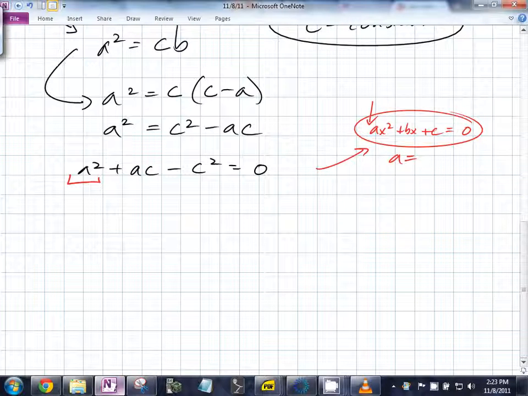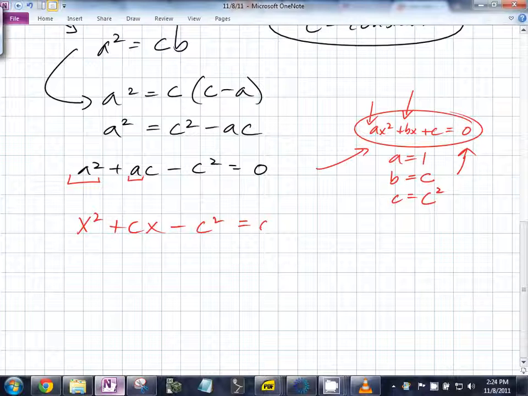What does b equal in this case? C. What's the coefficient of A? It's the coefficient of the thing to the first power. And what's the last value here? Negative C squared. In this case, it's C squared. For in this quadratic right here, A is the coefficient of x squared. Here, I'll rewrite it for you. X squared plus CX minus C squared is equal to 0. Solving that is the same thing as solving that.